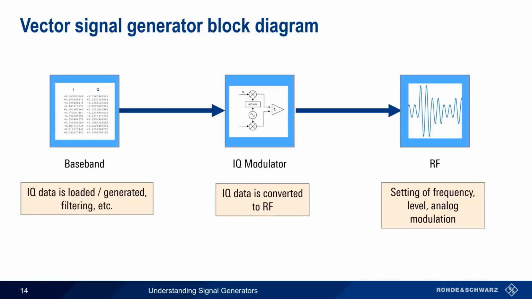Note that in most cases we can also use our vector signal generator as an analog signal generator by configuring analog modulation, such as AM or FM, in the RF block. We'll look at each one of these blocks in more detail in just a moment.